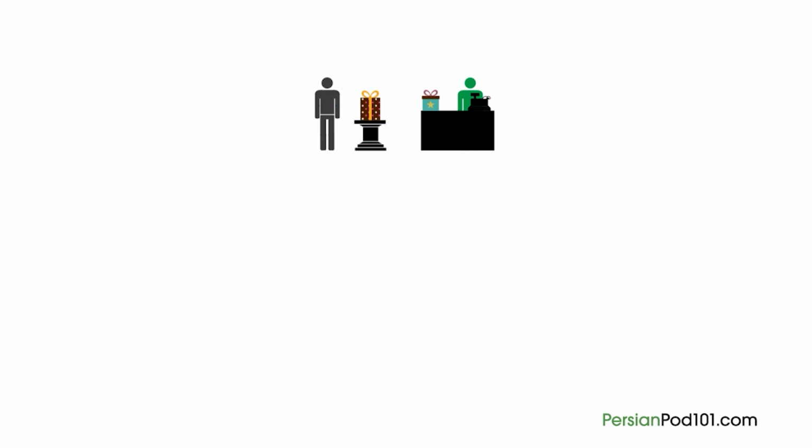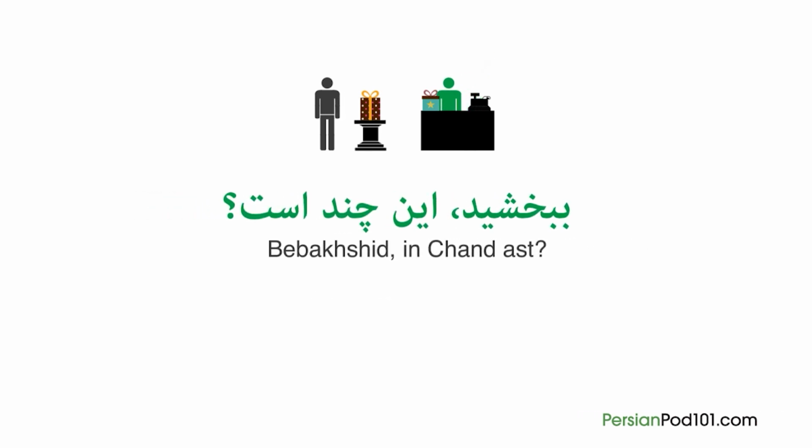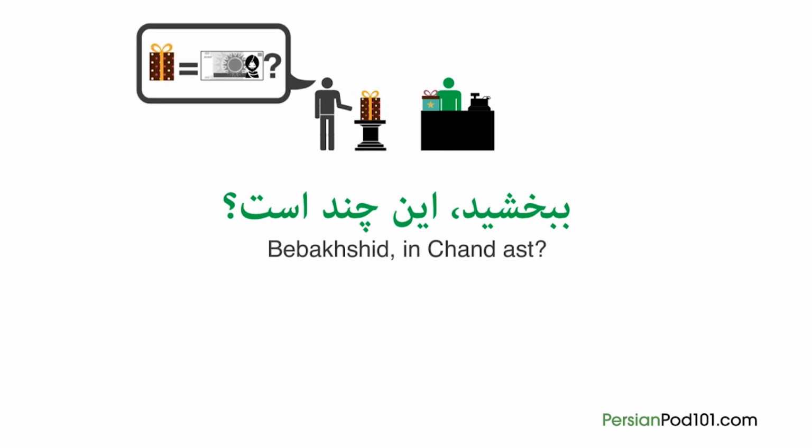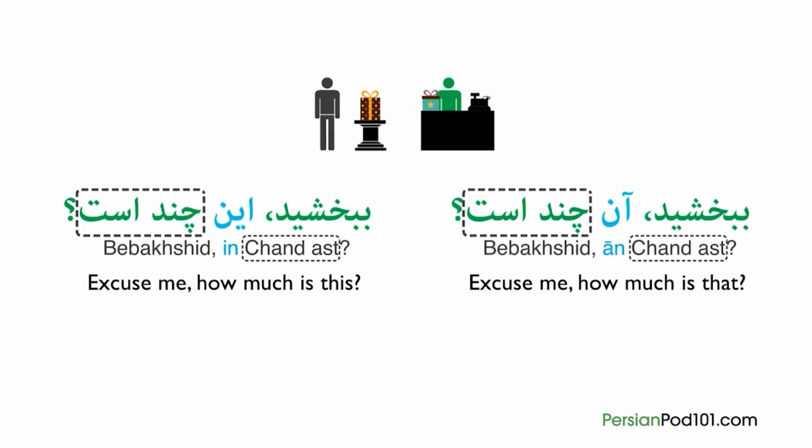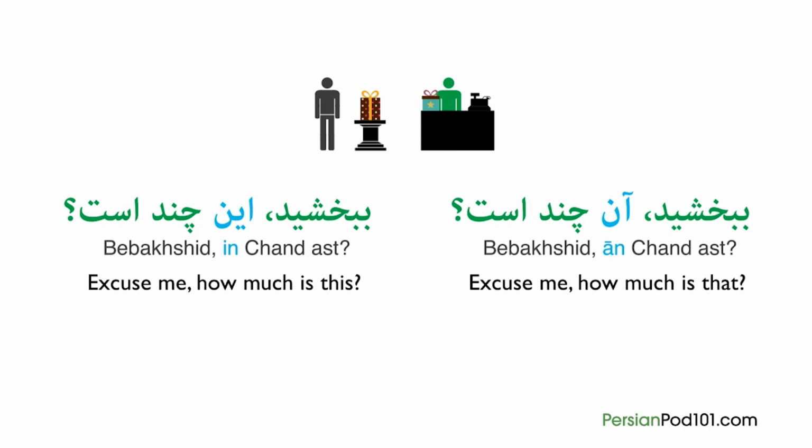The first thing to say is ببخشید. Do you remember what that means? Excuse me. ببخشید. این چند است؟ We need to ask this question while pointing at something, asking, how much is this? Or that. That's why we need to add either this or that before چند است. Since Persian is a gender-neutral language, you will only use this or that, as in English. It always agrees between genders.